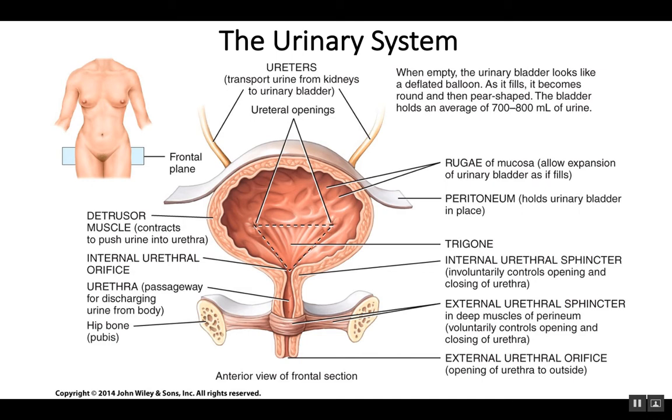So this is some of the anatomy of a bladder, a little bit of the control of the bladder, but it's largely parasympathetic. And we often refer to urination as voiding, or the nervous system control is called the micturition reflex. But you'll notice here, when empty, the urinary bladder looks kind of like a deflated balloon. As it fills, it becomes round, then kind of pear-shaped, and it holds on average 700 to 800 milliliters. But you'll know way before that it's almost time to get ready to find a place to urinate.